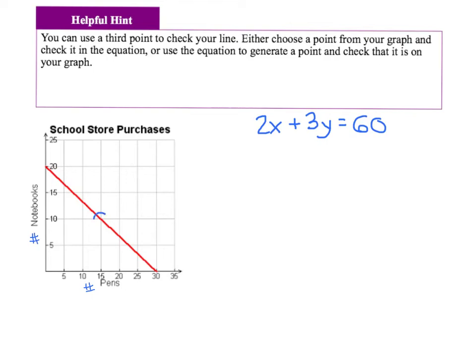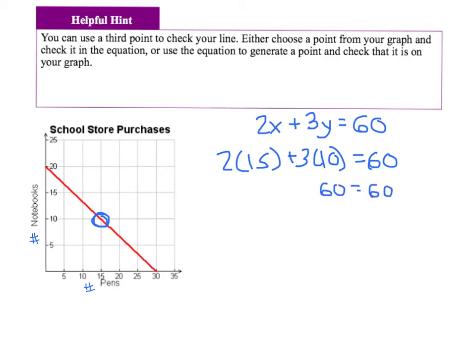So let's see, I have this place right here, and that ordered pair is (15, 10). If I plug that into my equation, 2 times 15 plus 3 times 10, that should give me 60. So 2 times 15 is 30, 3 times 10 is 30, 60 is equal to 60. So that is one way to check your linear equations.